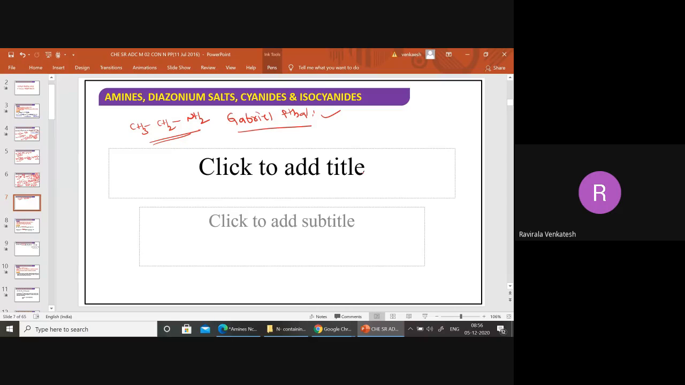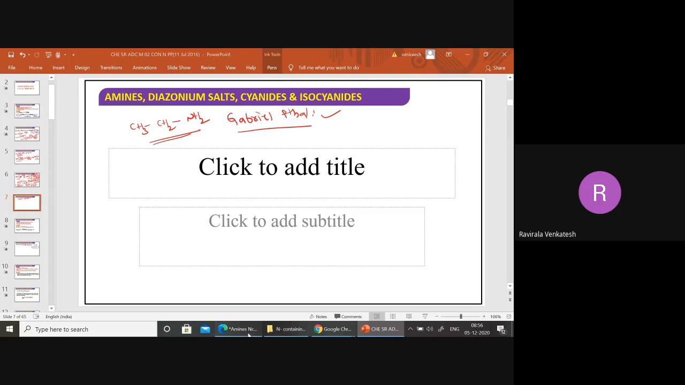But what is major important? Two things are very important. First one, we can prepare only primary amines. Second thing, except what? Aniline. If you remember, these 2 points will be useful for MCQ questions.